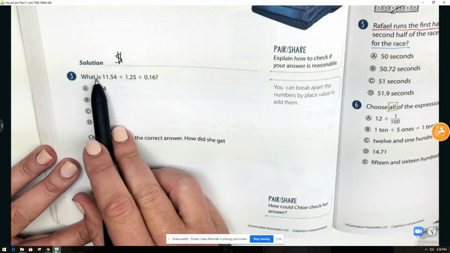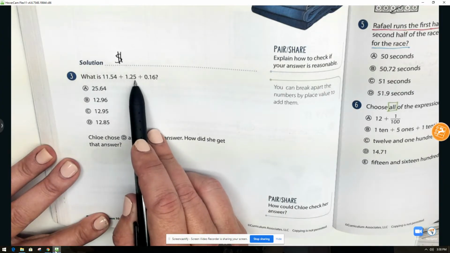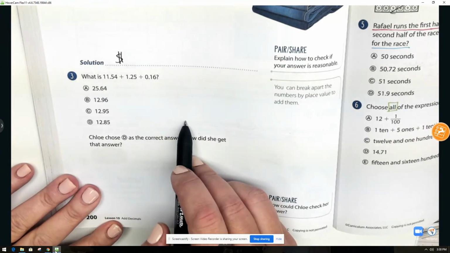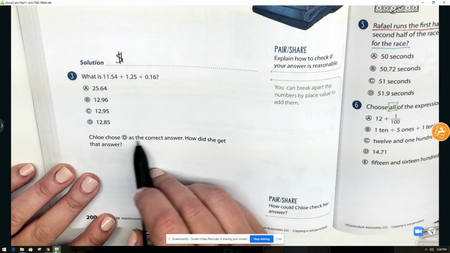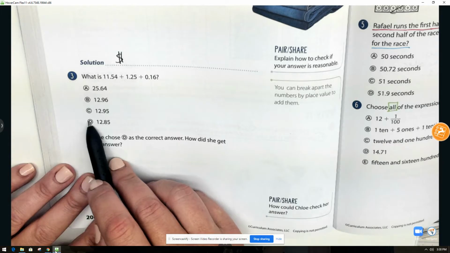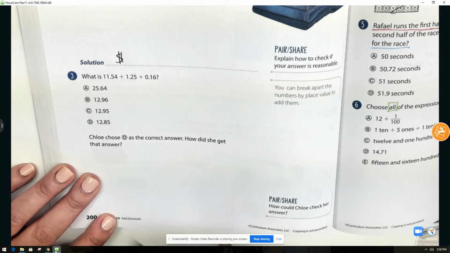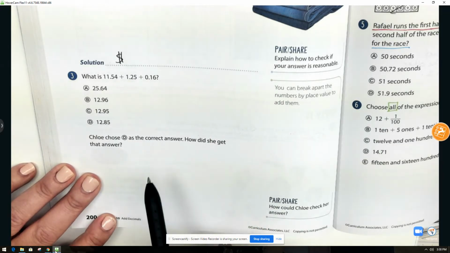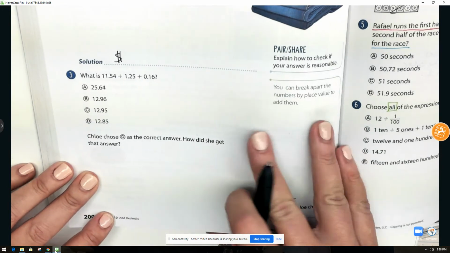Number 3 says, what is 11 and 54 hundredths plus 1 and 25 hundredths plus 16 hundredths? Go ahead and use the method that you want to add the 3 together. Now, Chloe chose D as her correct answer. How did she get that answer? If D is correct, you just tell me how you solved it. If D is not correct, and sometimes D is correct, and sometimes the person down here is right, then tell me what Chloe may have done wrong.